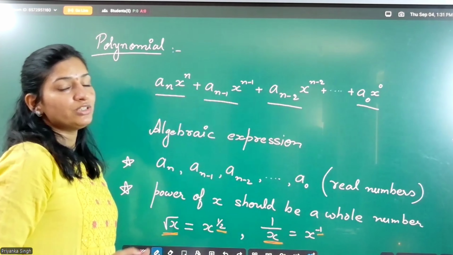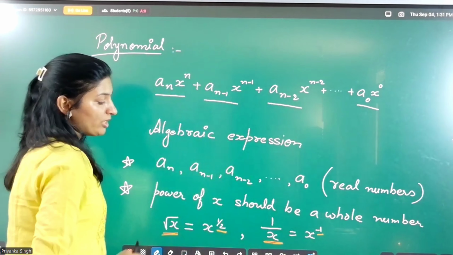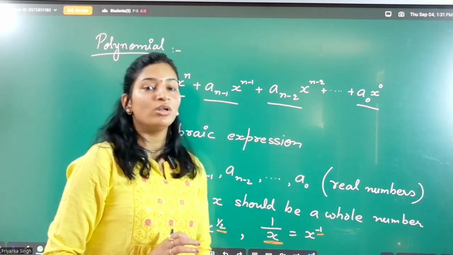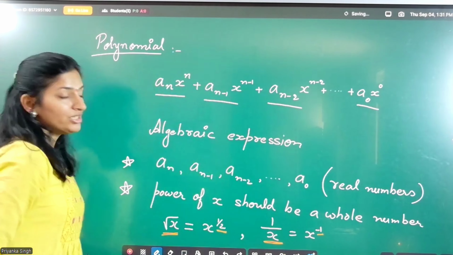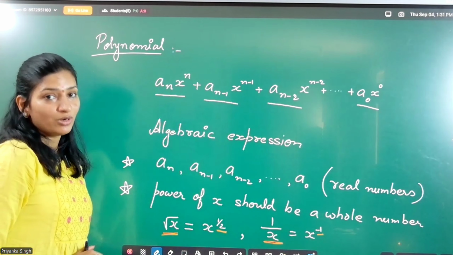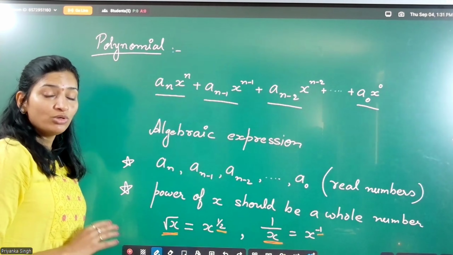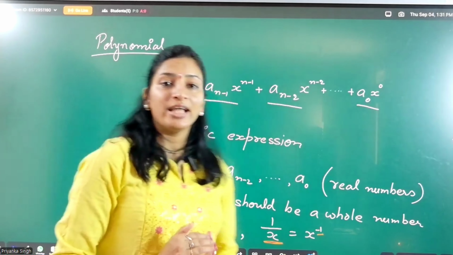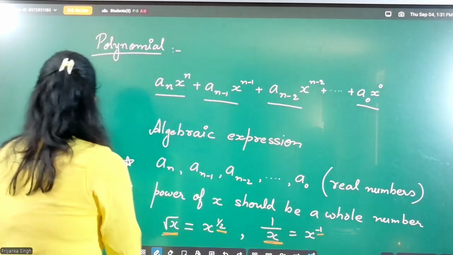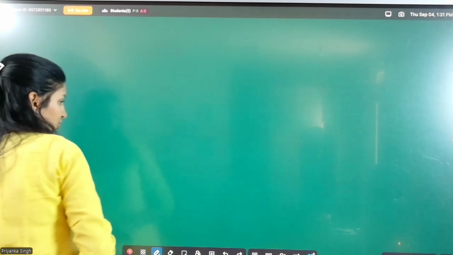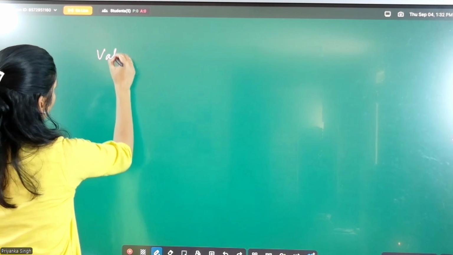So these kind of questions you may get for 1 marks, in which they may give you one expression and they'll ask you whether this is a polynomial or not. So you'll have to see whether these two conditions are satisfied or not. If any one of these conditions are not satisfied or both are not satisfied, then that expression will not be a polynomial. Now moving on to the next topic, value of a polynomial at a given point.